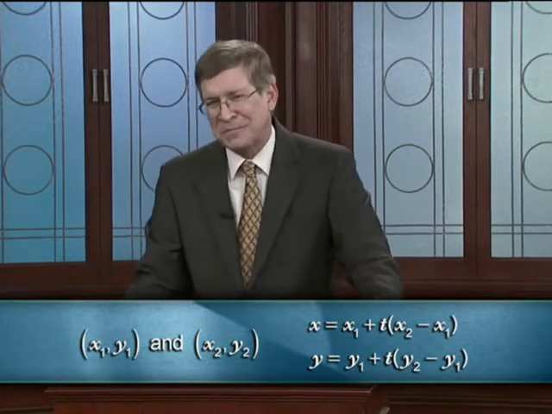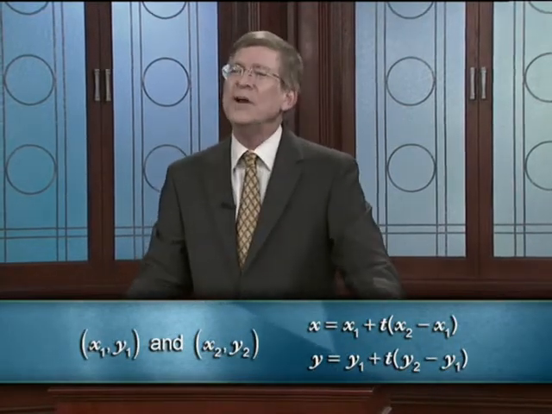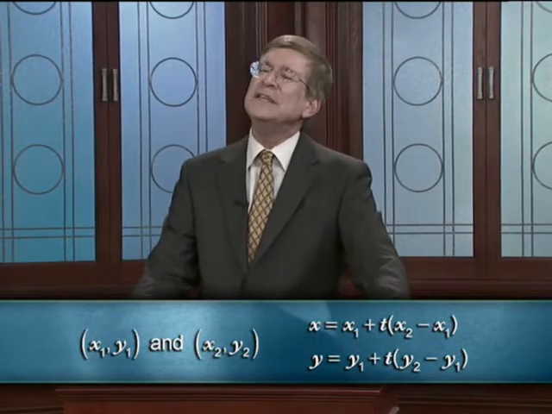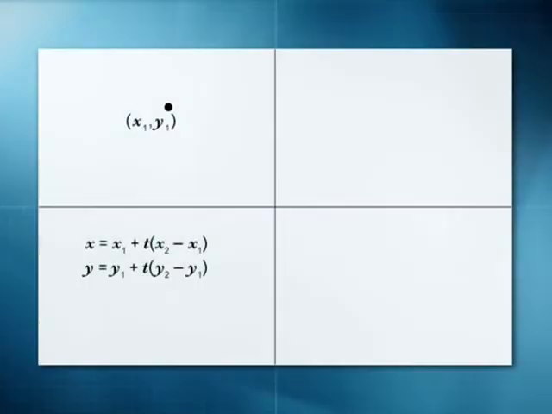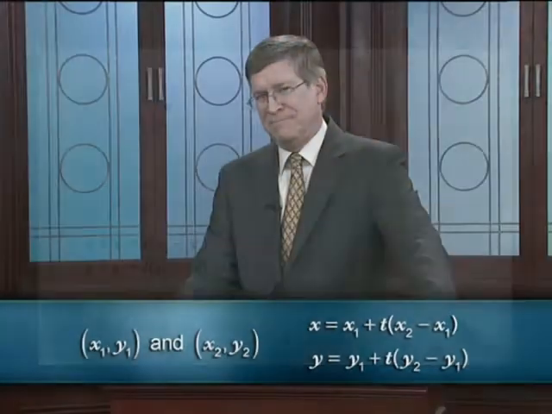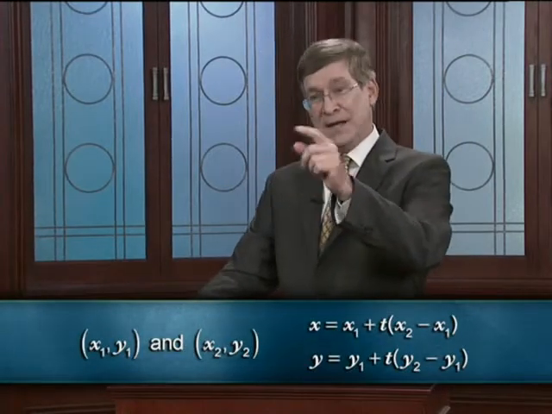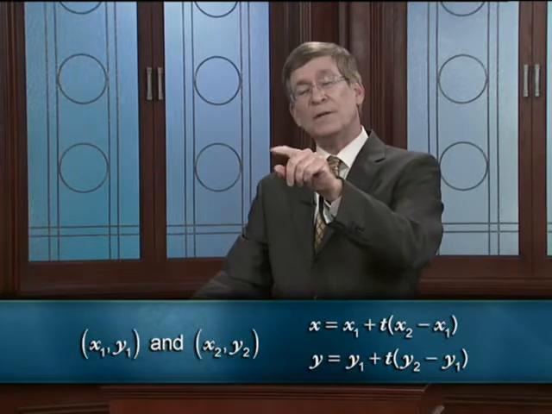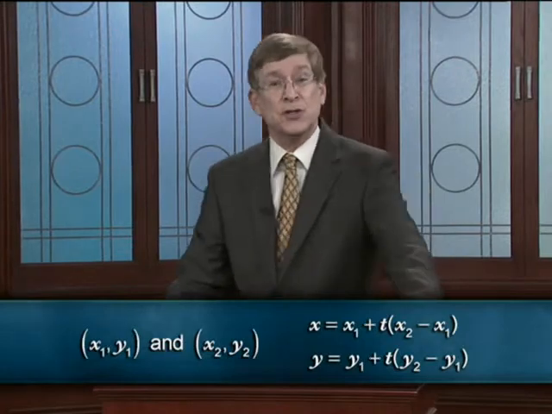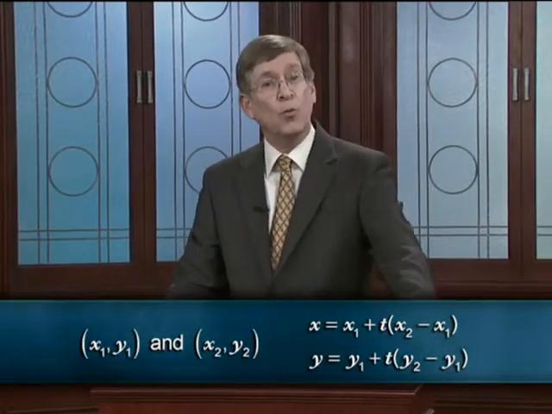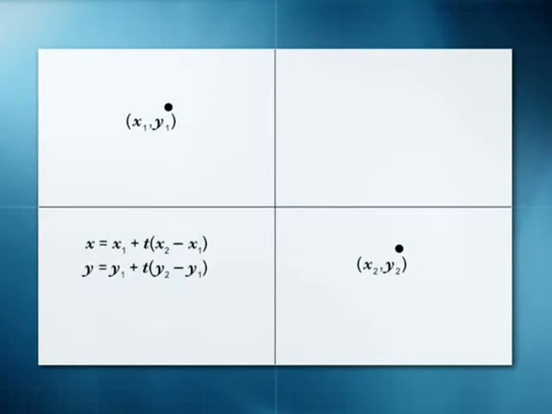For instance, when t is 0, what do you get according to these equations? Well, when t is 0, it simplifies to x equals x1 and y equals y1. So when t is 0, I'm at the first point, (x1, y1). Now let t equal 1. Well, when you plug in 1 for the x part, you get x equals x1 plus x2 minus x1. The x1s cancel, and you're left with x2. And in the same way, you're left with y2. So when t is 1, I'm at the other point, (x2, y2).